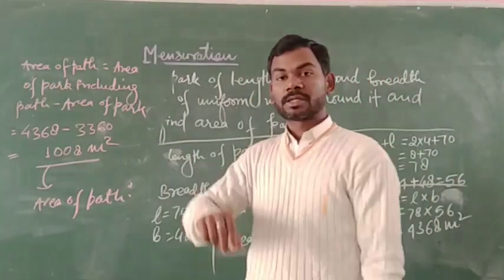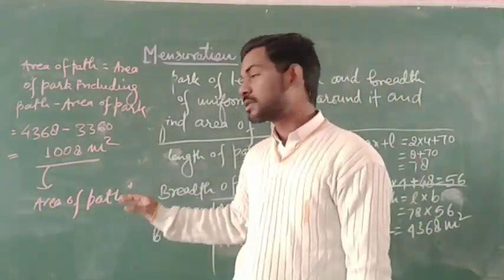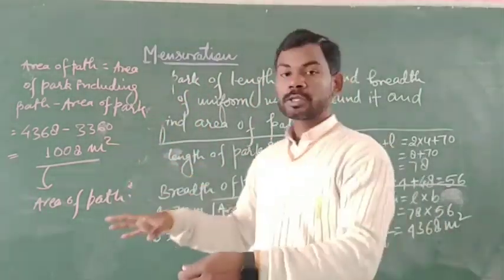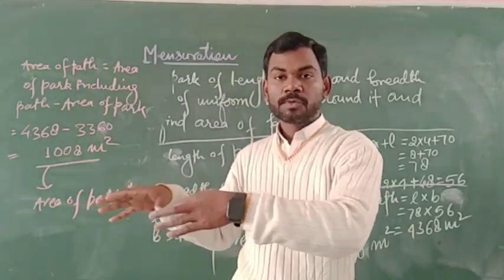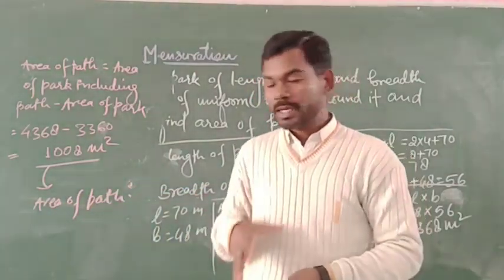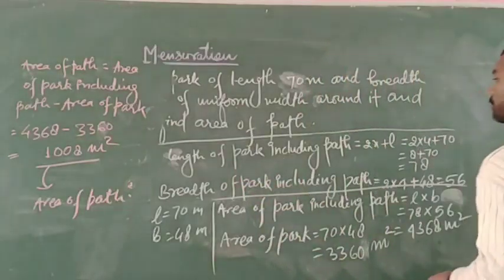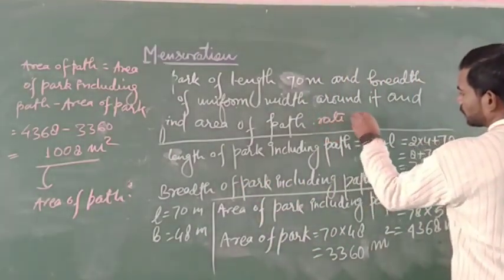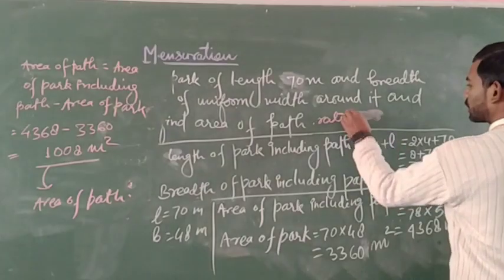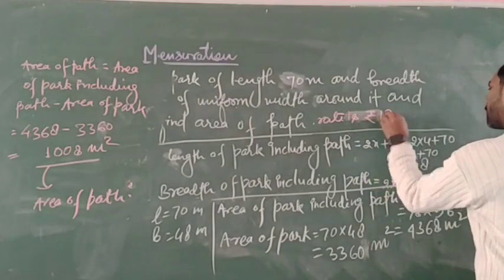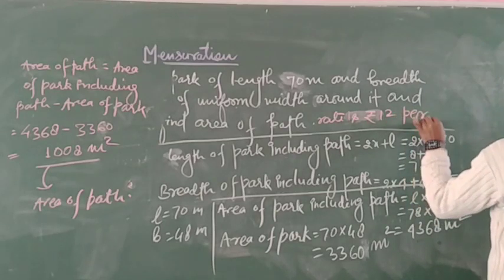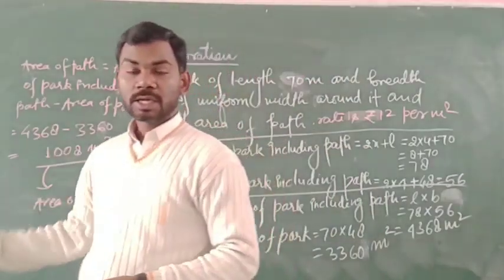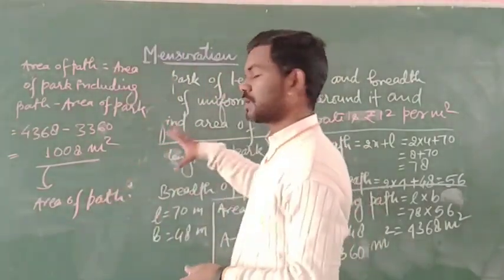Just suppose that a question is added in this problem. If the rate of making the lane is 12 rupees per meter square, then find the total cost of making the lane around the park on this path.